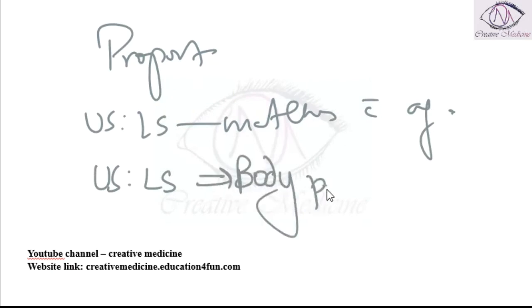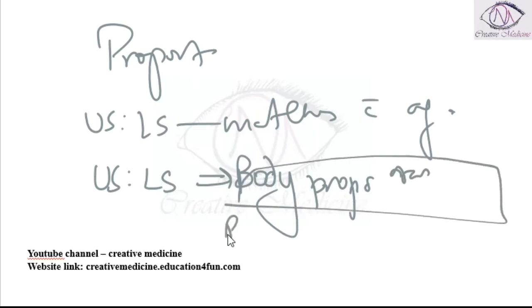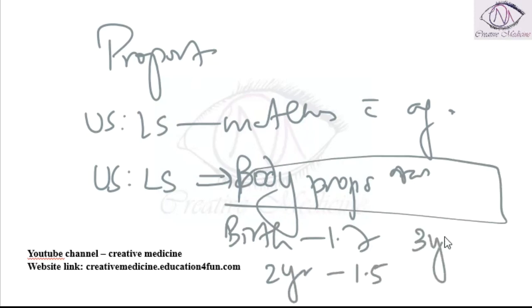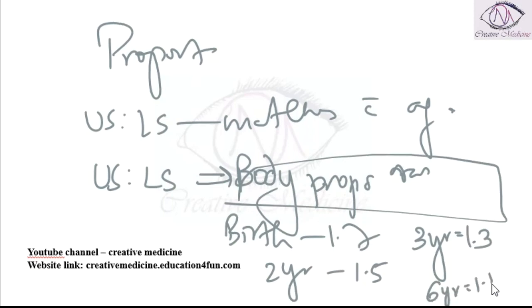At birth, the body proportion ratio, or the upper segment to lower segment ratio, is around 1.7. At 2 years of age, it is 1.5. At 3 years of age, it is 1.3. And at 6 years of age, it is 1.1. And at 7 to 10 years of age, the upper segment to lower segment ratio is around 1.